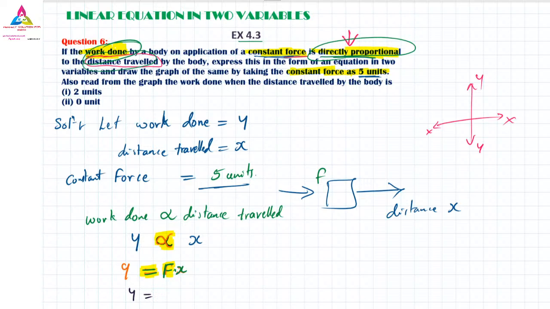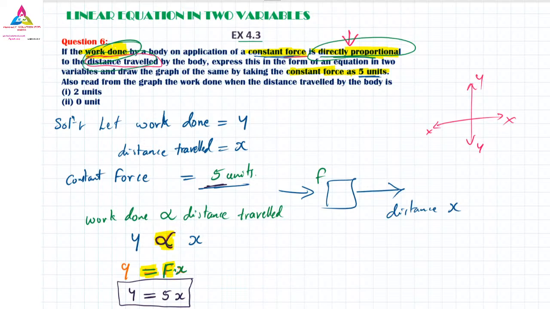What is the constant value of that f? Quickly, because we already know the constant value of f is 5. So 5x. So y is equal to 5x is the equation. Remember, here the equation we have is proportional.